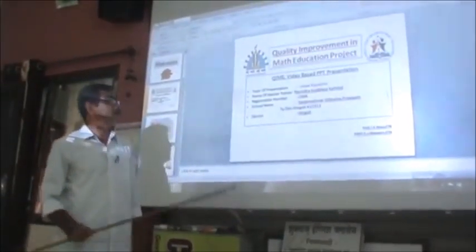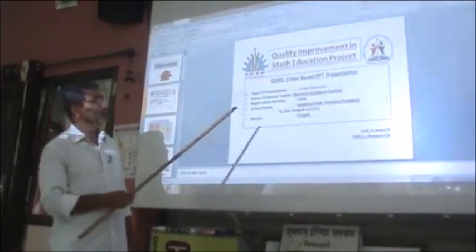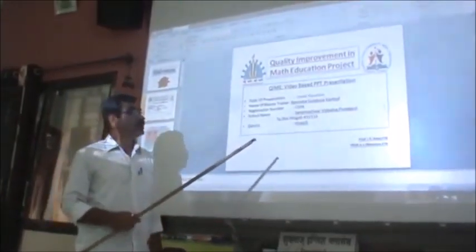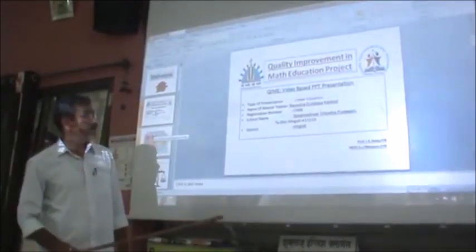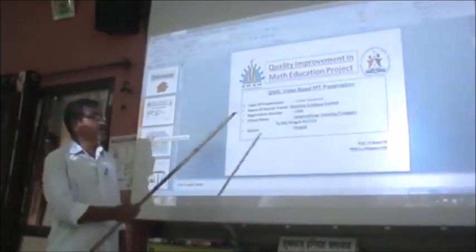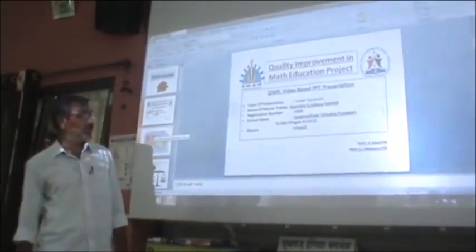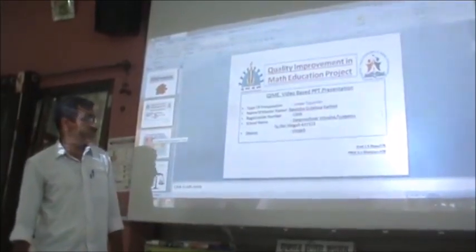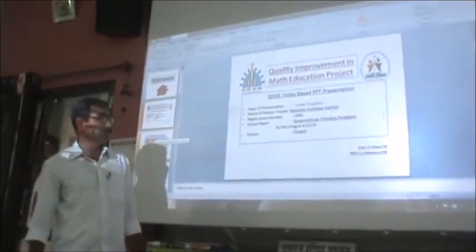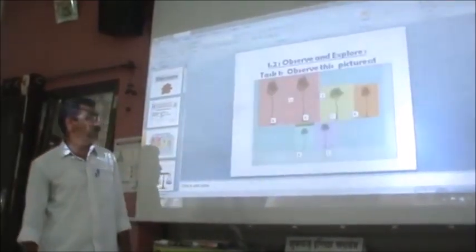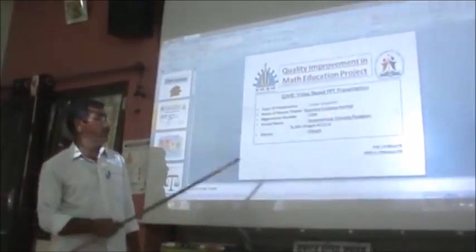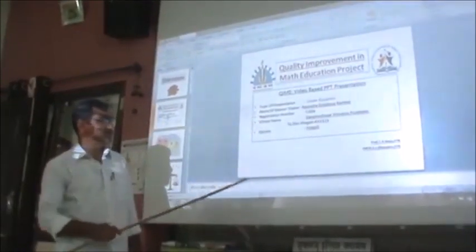This is our project QIME, Quality Improvement in Math Education. Our guide is respected Inder Kumar Rana sir, and my name is Ravindra Gulab Sakaned. My registration number is C006. My school name is Sanmeshwar Vidyalaya Kusegaon, Taluka Sengaon, District Hingoli, and my topic is linear equation.